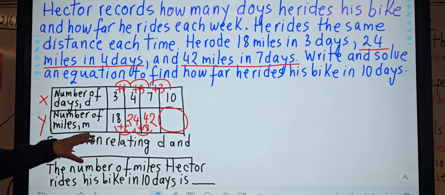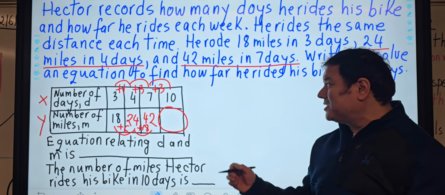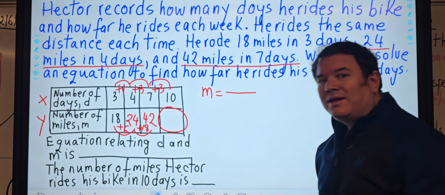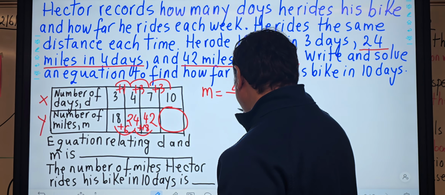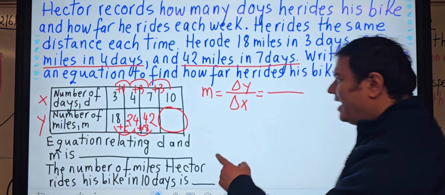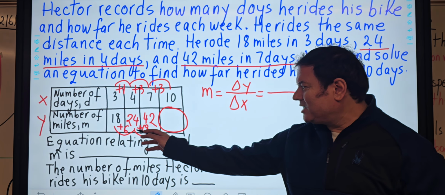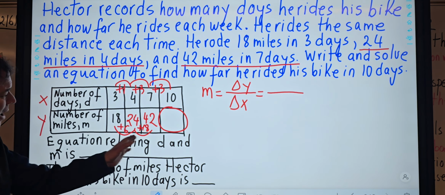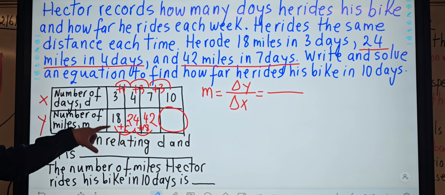If we create the equation, we need to find the slope first, the rate. Our m would be, remember, delta y over delta x, the changes in the y over the changes in the x. The changes in the y were 6 first and then 18. But we don't see a consistent pattern because 6 and 18 are two different numbers. But how about if we divide the numbers?